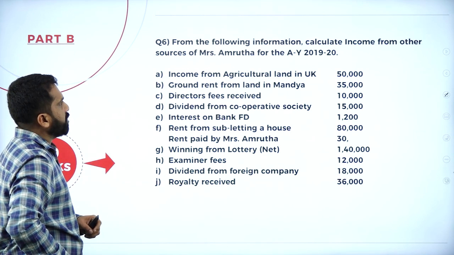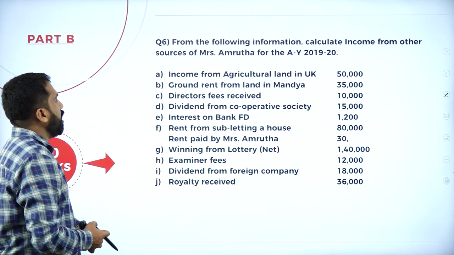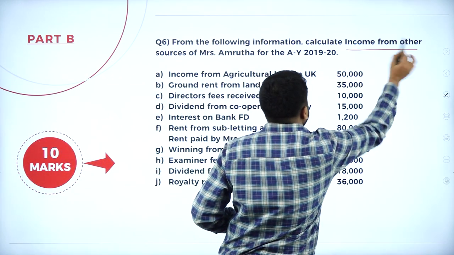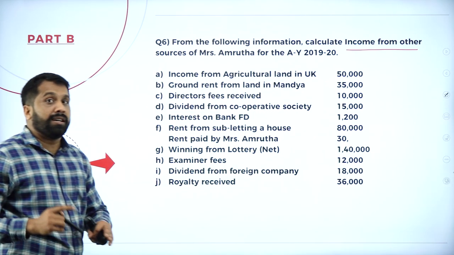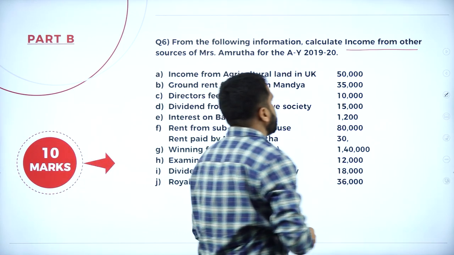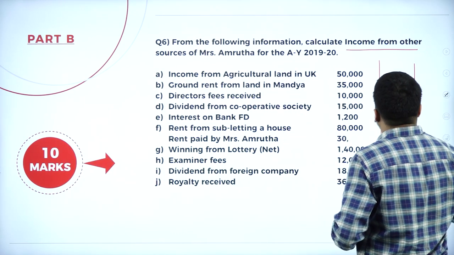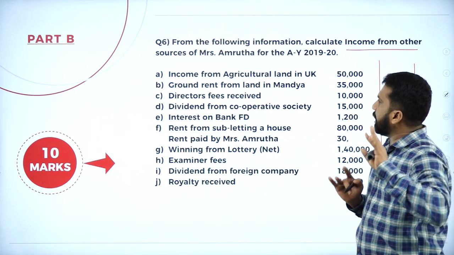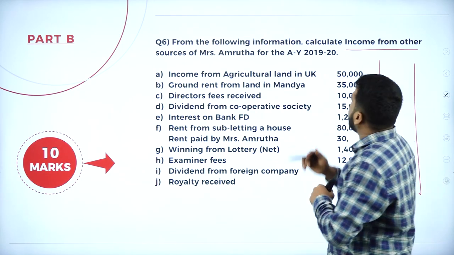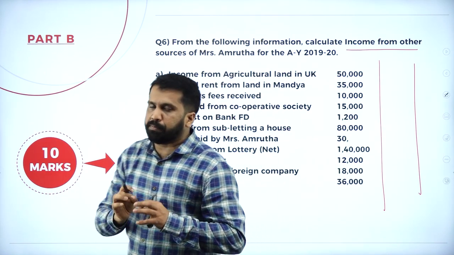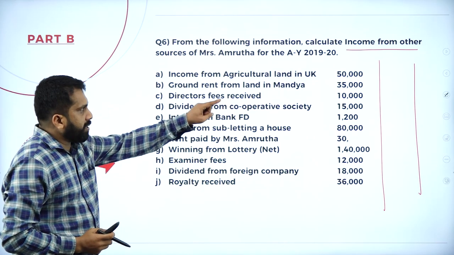From the following information, calculate income from other source of Amruta. They never ask you taxable income from other source. Still, what you can do is prepare two columns. If there is a confusion, for example, they have asked calculate income from other source, what to do? Simple one, make two columns.